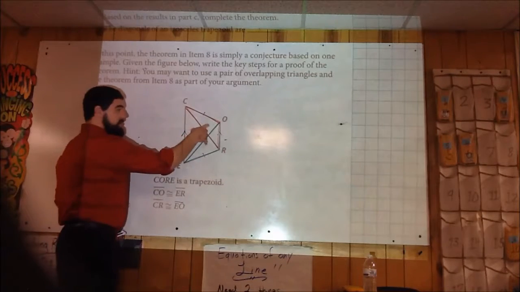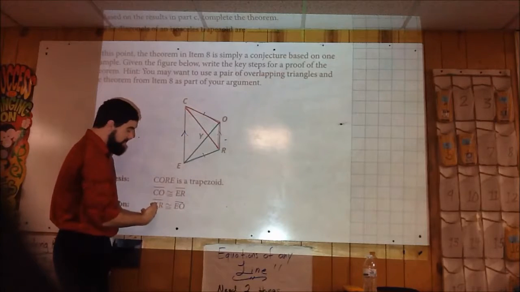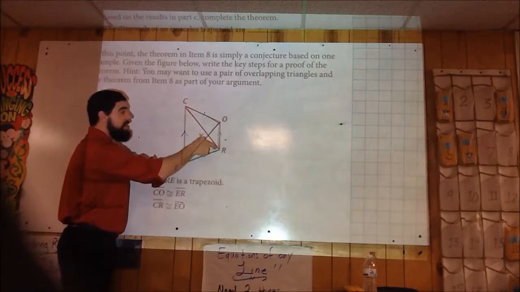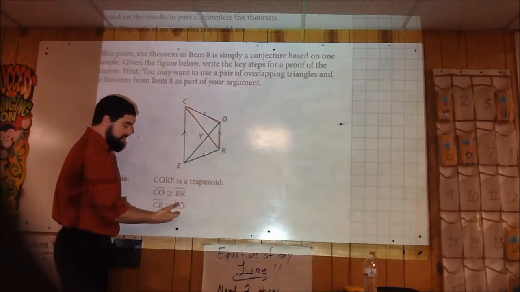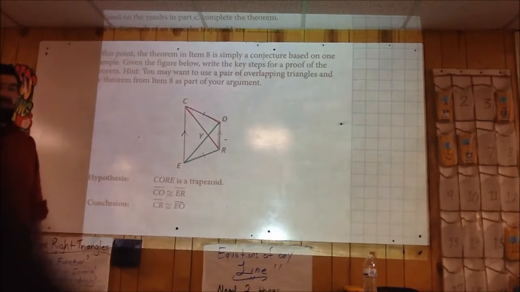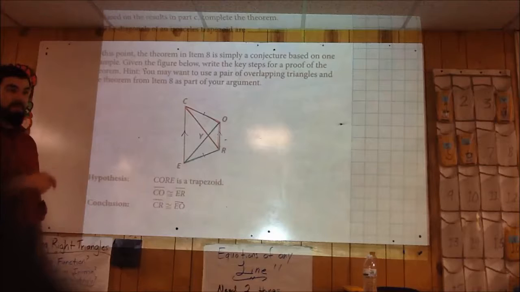So these two triangles, the red and the green, have segments CR, that's the long segment in red, and it's corresponding to segment EO in those two triangles. So that's how I knew to choose those two. Those are the only triangles in that diagram where those segments are corresponding.